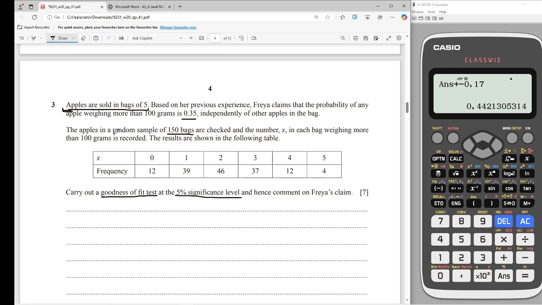When they say a random sample of 150 bags, it means that the sample size n is equal to 150. You shouldn't have any more confusion. This is all that you need.